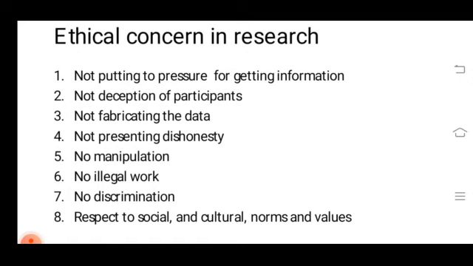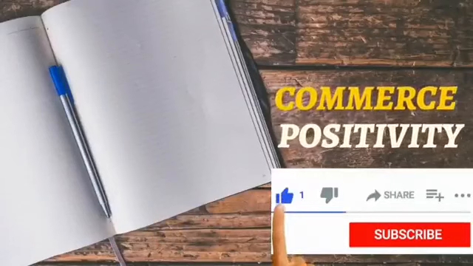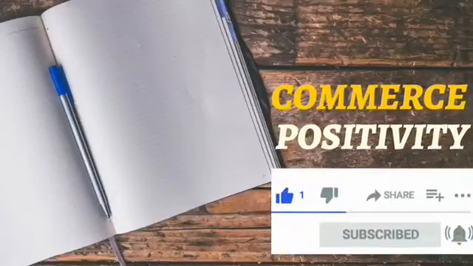Similarly, the last concern we have is respect for social and cultural norms and values. Every society has its own values and norms. Researchers should not harm the cultures, norms, and values of individuals and society while collecting and analyzing data. Researchers should respect them, and should show neutrality while conducting research in areas where there are diversified cultures and social norms and values.